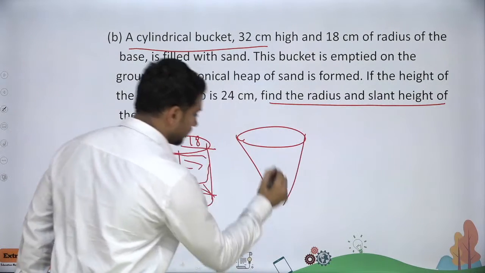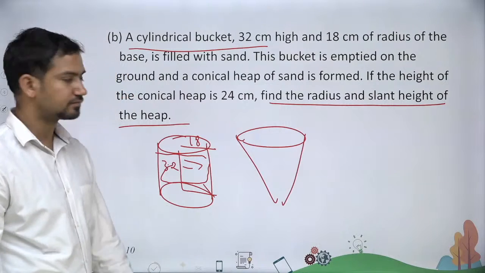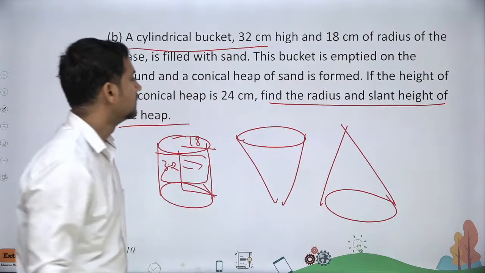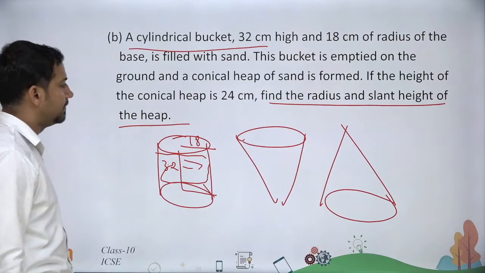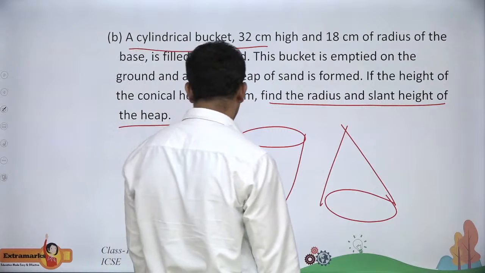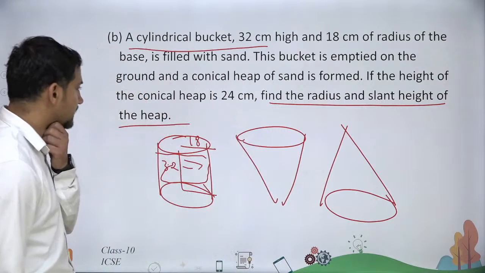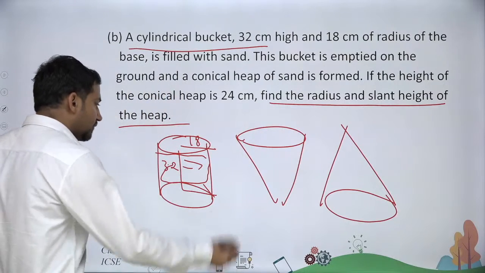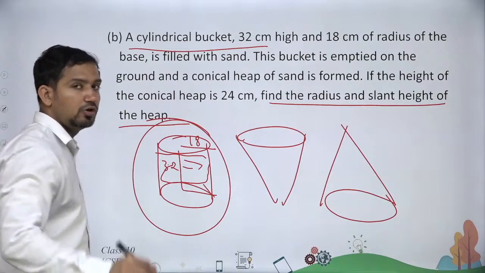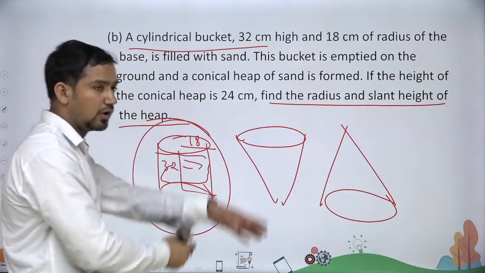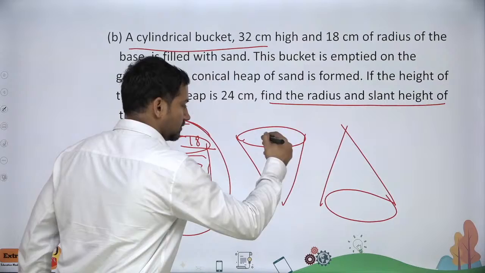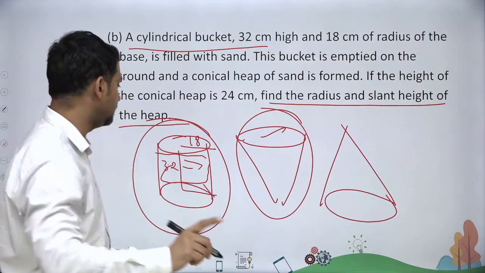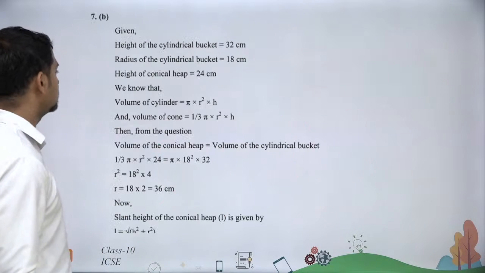A conical heap of sand is formed. If the height of the conical heap is 24 centimeters, we have to find the radius and the slant height. For this, we have to compare these two volumes, because the volume of the sand we put on the ground is also equal to this. So both the volumes should be the same.